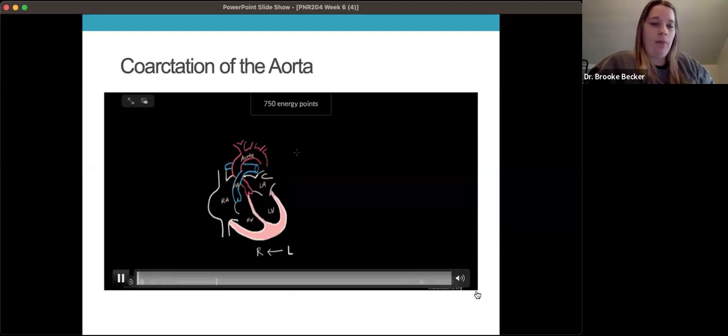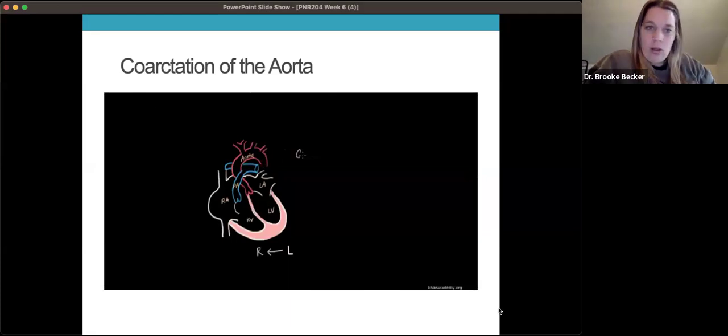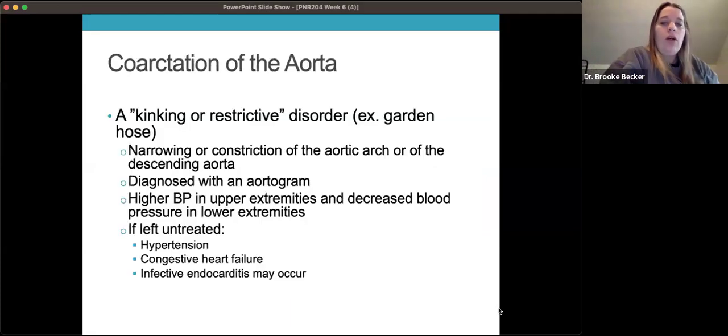Okay. Coarctation of the, oh, sorry. Okay. So this is diagnosed using that arteriogram. Okay, so with that x-ray and that dye. You're going to have higher blood pressure in the upper extremities and lower blood pressure in the lower extremities. That's going to be your sign that maybe that kiddo has a coarctation.